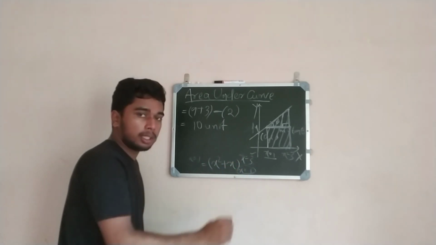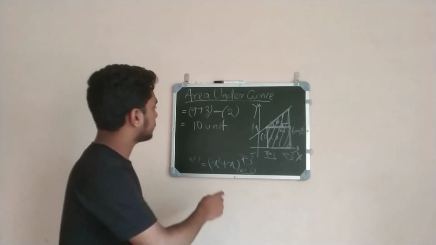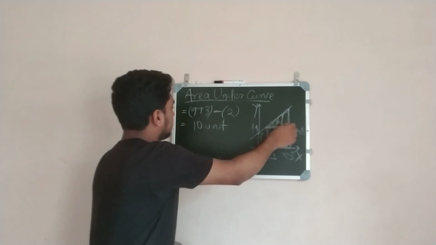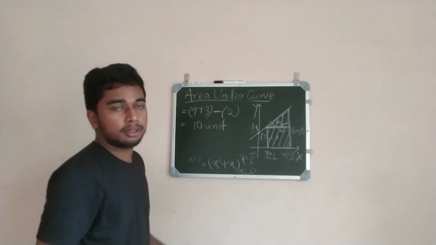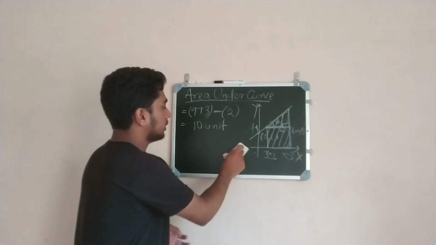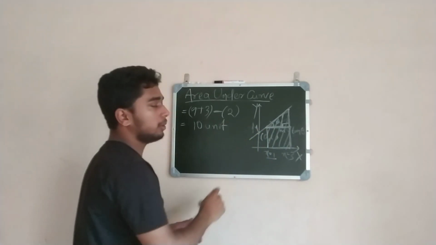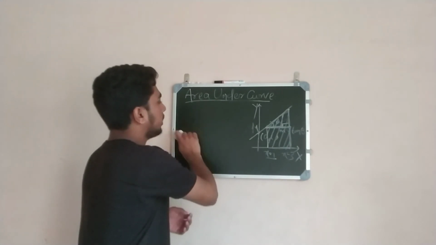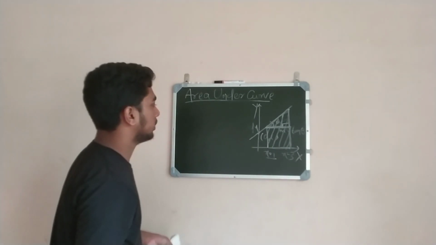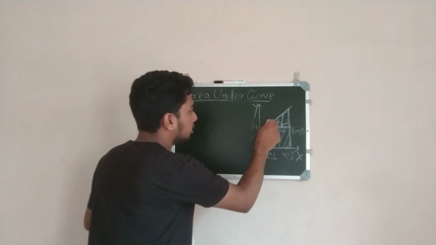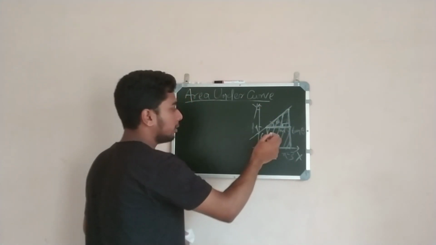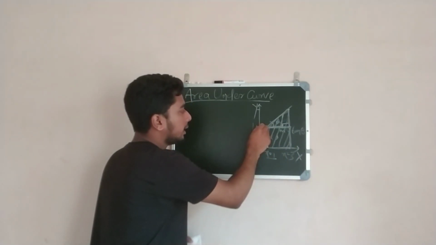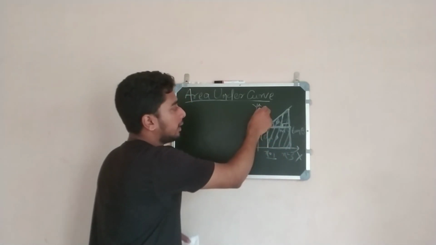So using calculus, I find that the area under this curve will be 10 unit. Let us see. Let us solve this problem with geometry. So how can I find it with geometry? First of all, I don't know this point and this point. I only know x is equal to 1 and x is equal to 3. So how can I figure out this point and this point?